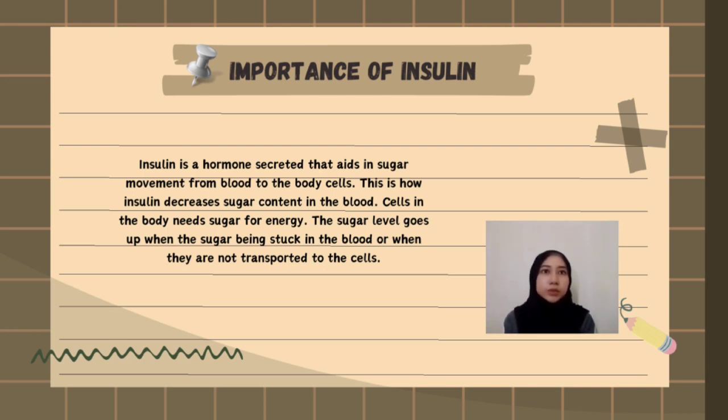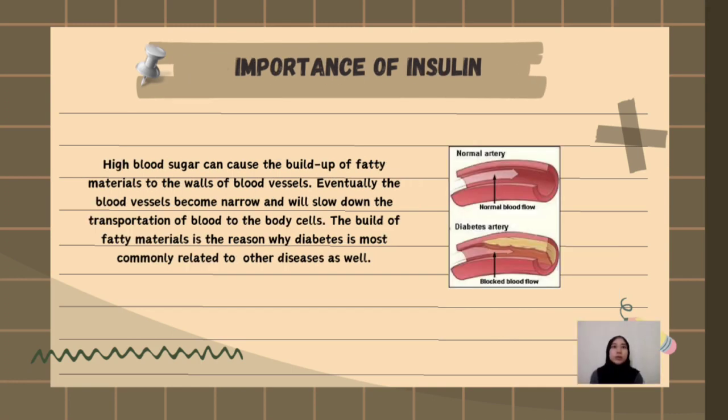So, what is the importance of insulin? Insulin is a hormone secreted that aids in sugar movement from blood to the body cells. This is how insulin decreases sugar content in the blood. Cells need sugar for energy. The sugar level goes up when the sugar is stuck in the blood or when it is not transported to the cells. High blood sugar can cause the buildup of fatty materials on the walls of blood vessels. Eventually, the blood vessels become narrow and will slow down the transportation of blood to the body cells. The buildup of fatty materials is the reason why diabetes is most commonly related to other diseases as well.